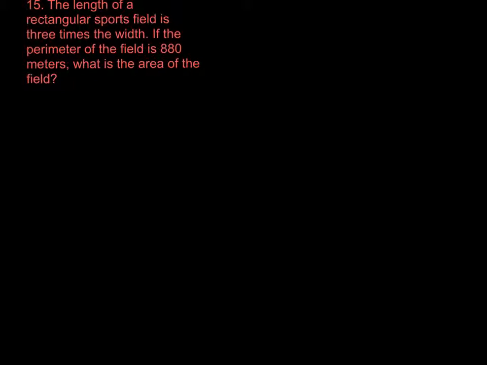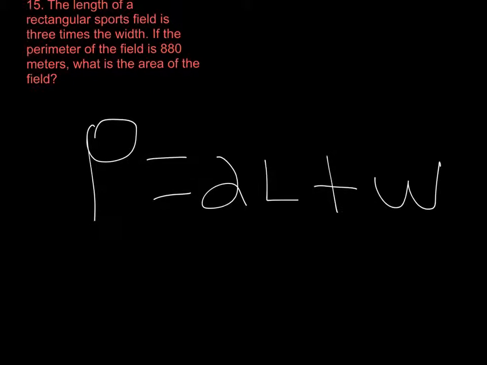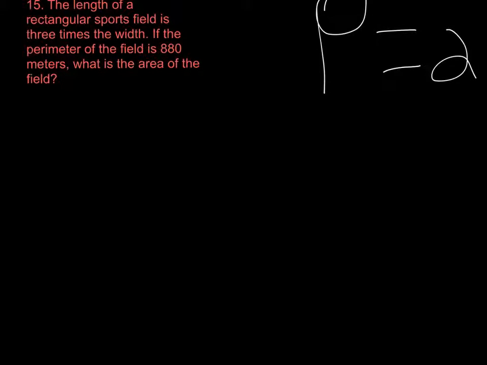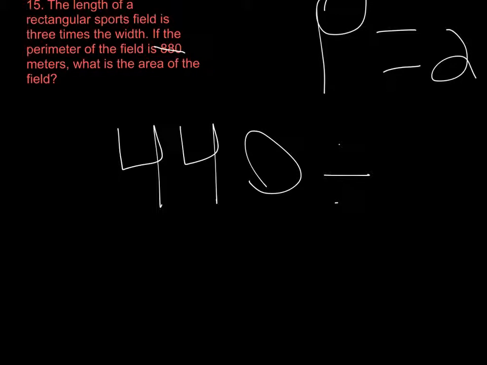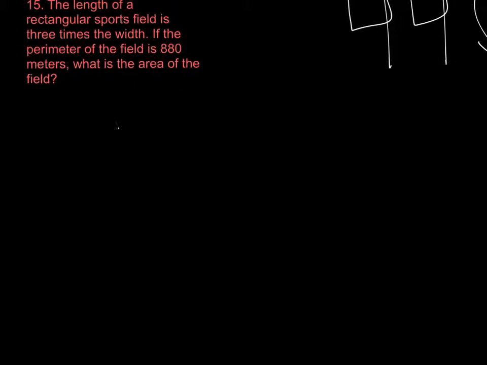Okay, so first you would start with a formula, and the formula is P equals 2L plus W. So the first thing that you would do with that formula is you divide 880 by 2. So 880 divided by 2 is 440. But you would divide that by 4, which would be 110.